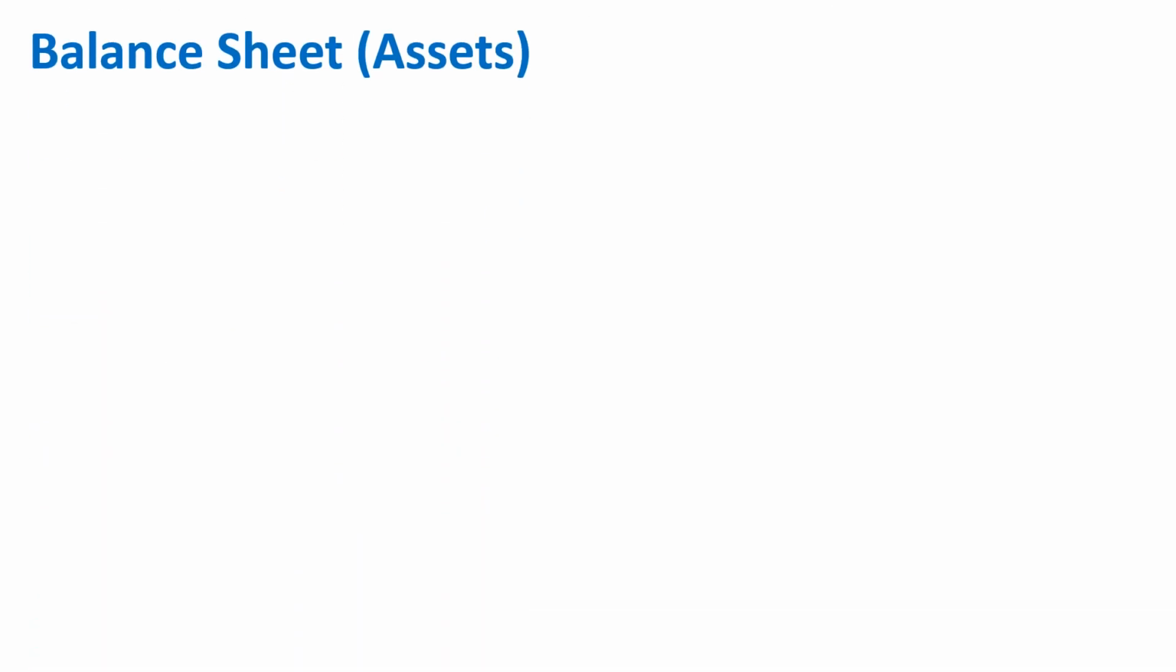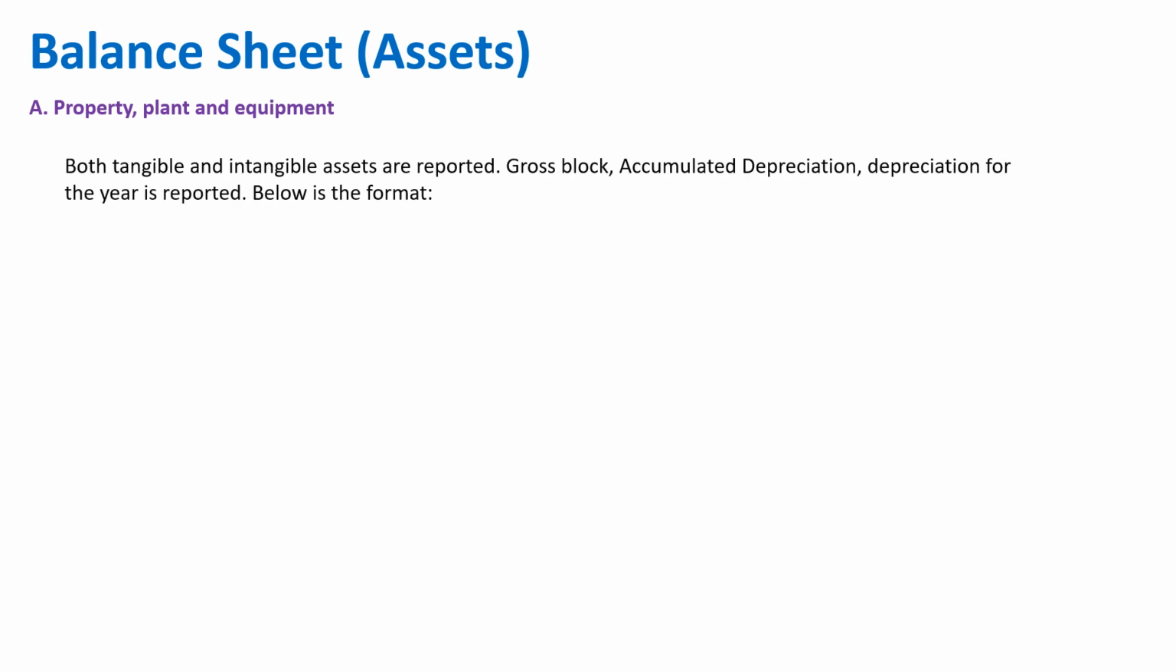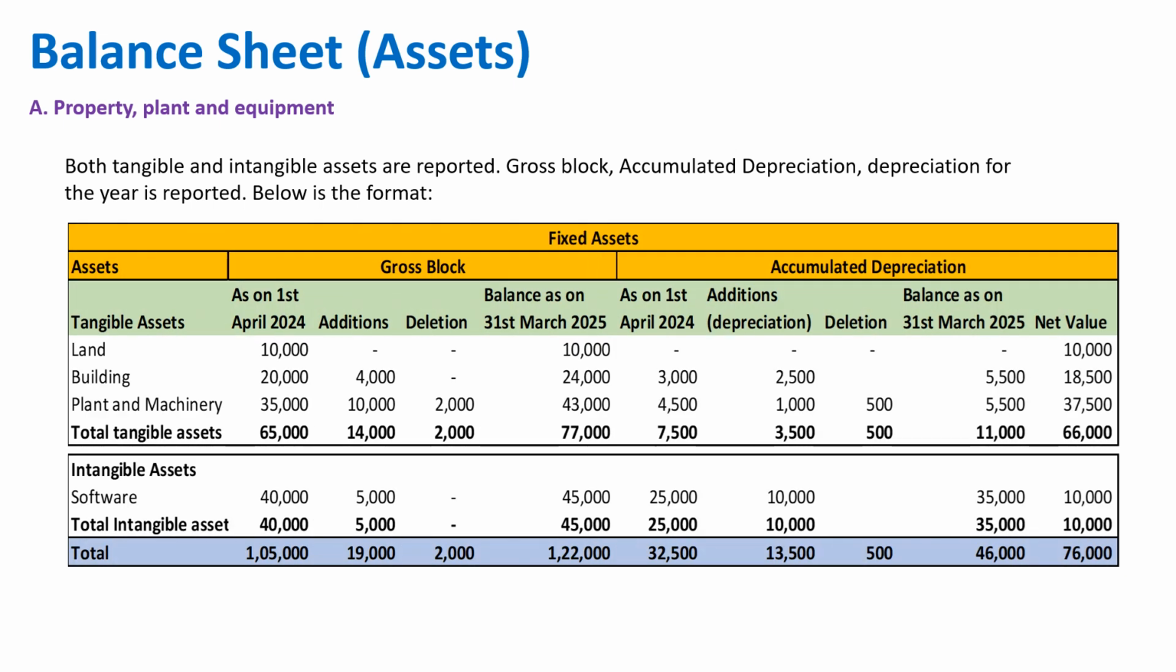So let's start with the first one, that is property, plant and equipment. Both tangible and intangible assets are reported. Gross block, accumulated depreciation, and depreciation for the year are reported. Below is the format which is generally used by the companies. In the format, you have asset categories. It could be tangible assets, it could be intangible assets. If the company does not have any intangible assets, then there is no need to report them. Then you have gross block, accumulated depreciation, and the net value.